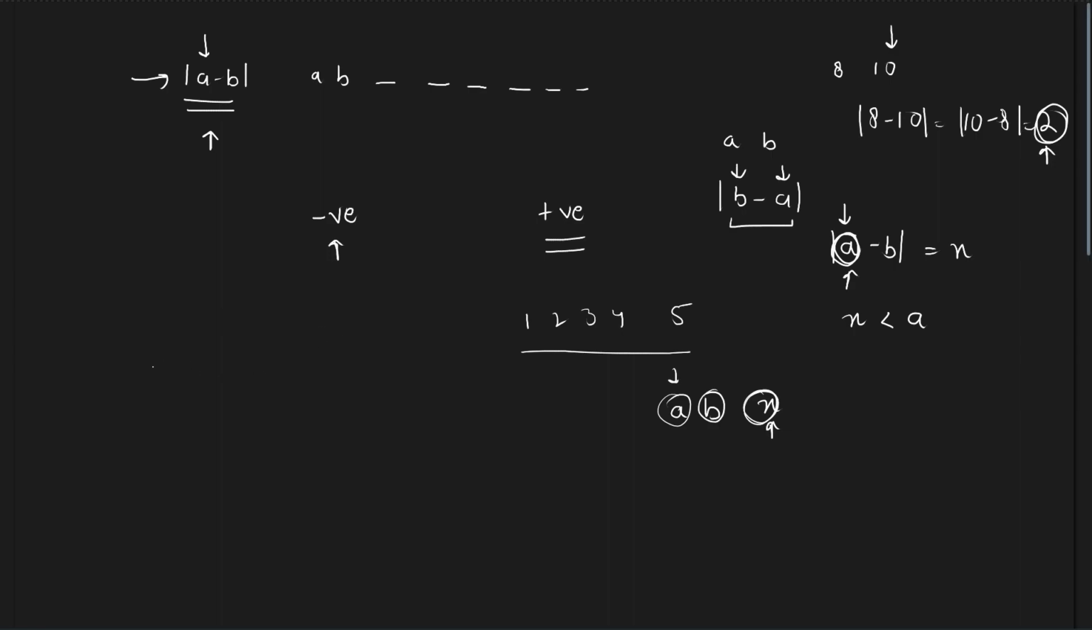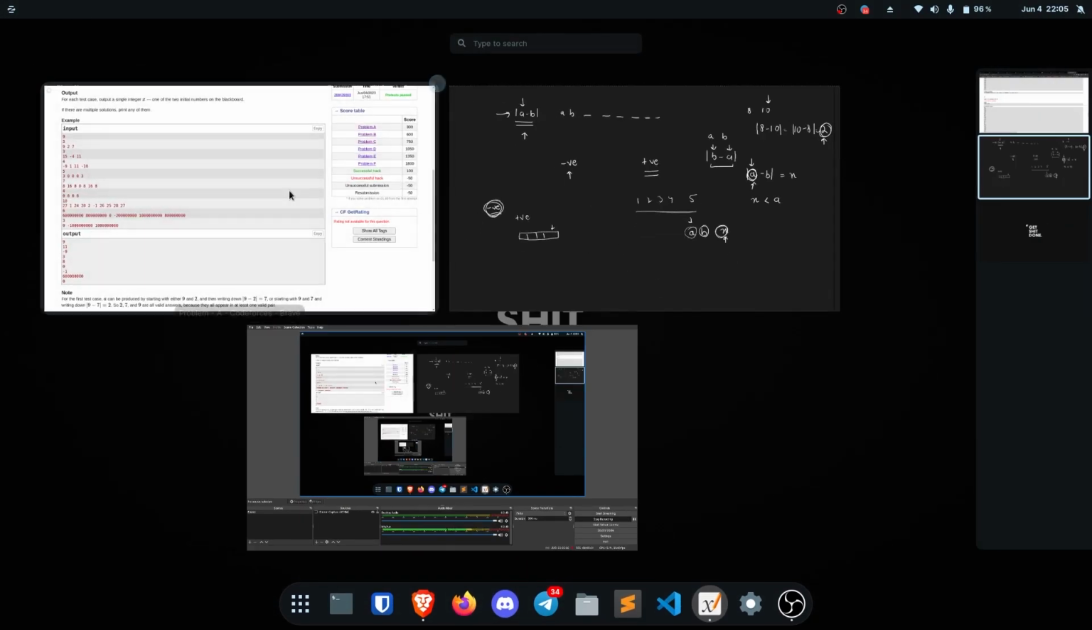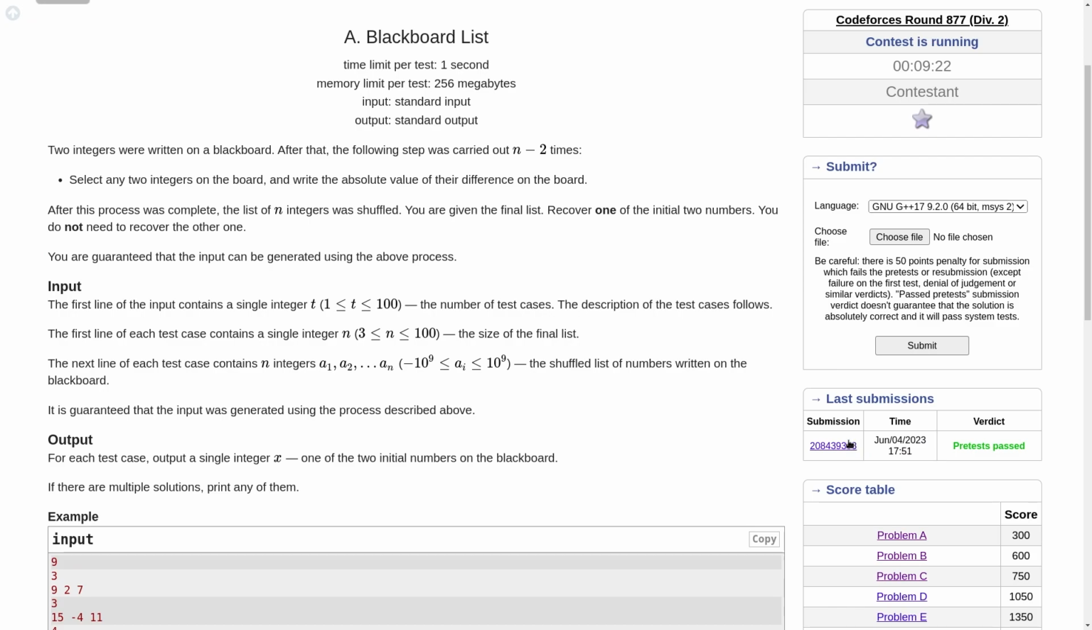So the final conclusion that we have in this particular question is, if there exists at least one negative integer, that negative integer is going to be my answer. If all the integers are positive integers, then the greatest among them will be my answer, right? So let me just show you the code, how I did it during the contest.